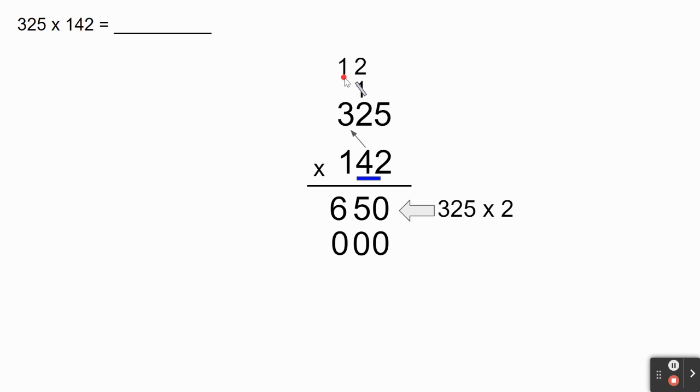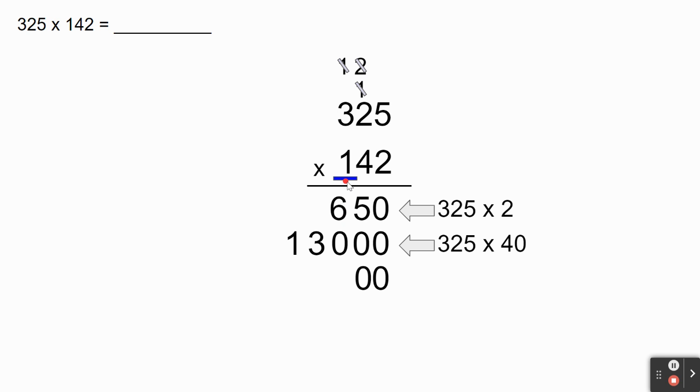Next, we'll multiply 4 times 3, which is 12, plus the 1 we regrouped, which is 13. So we can place a 3 in the thousands and a 1 in the 10,000s, since there's no thousands place in our factor. So 325 times 40 is 13,000. Now let's multiply 325 times 100, since the 1 is in the hundreds place. Since the 1's in the hundreds place, we need to place a 0 in the ones place and a 0 in the tens place. This will allow our answer to start in the hundreds place.